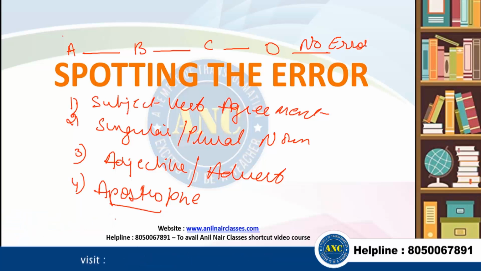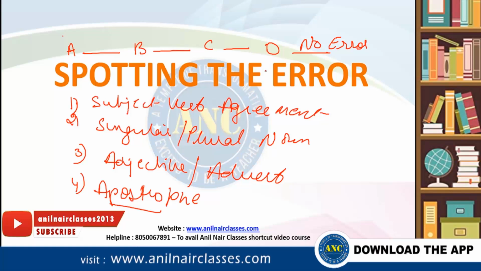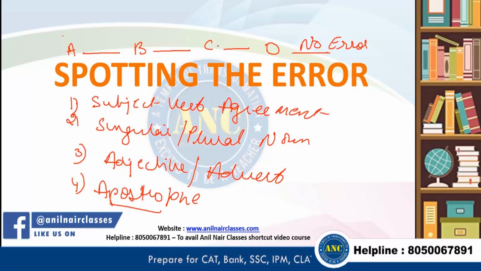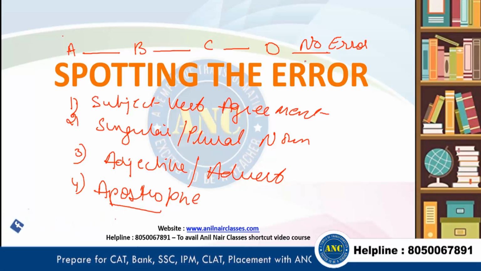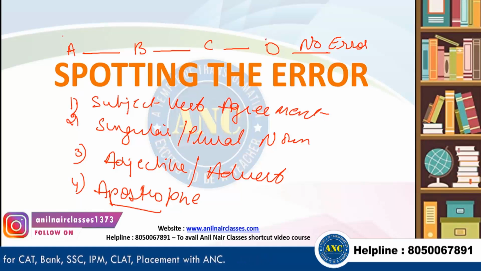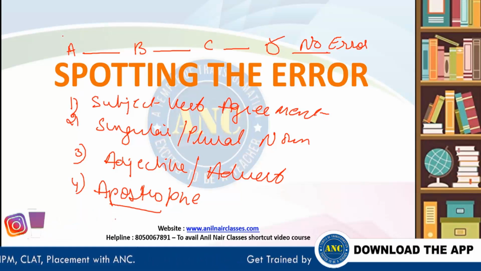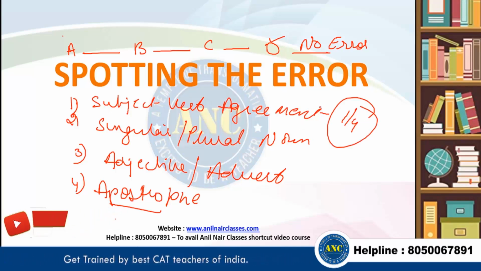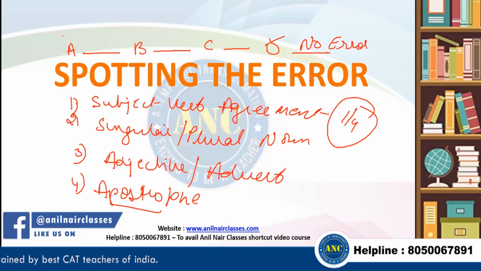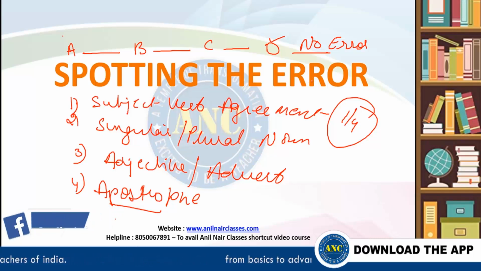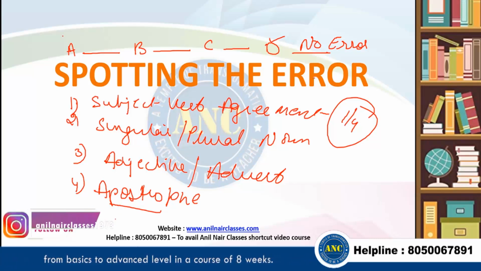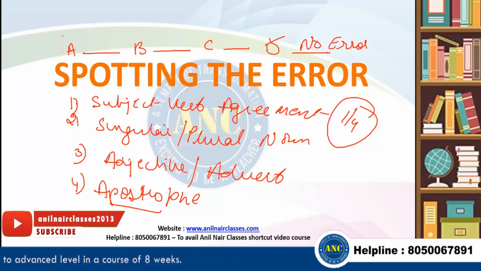One thing is, since these are error spotting questions, most of the time students will keep looking for the error only. Even if they are not able to name any grammatical error, they'll still be looking for the error. They'll hesitate to select no error. Remember, no error also could be the right answer. One fourth of the time, no error is the right answer in most competitive exams. So don't hesitate to select no error if you're not able to figure out any grammatical error in the first three answer choices.